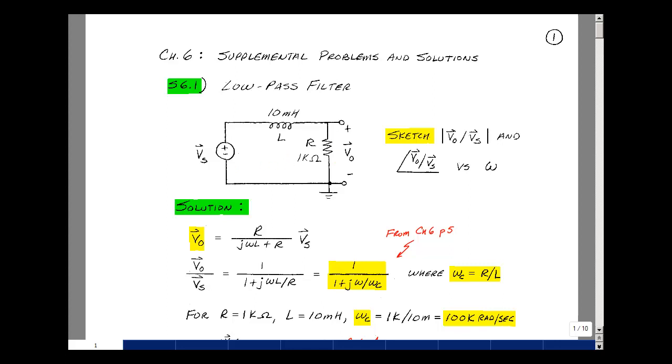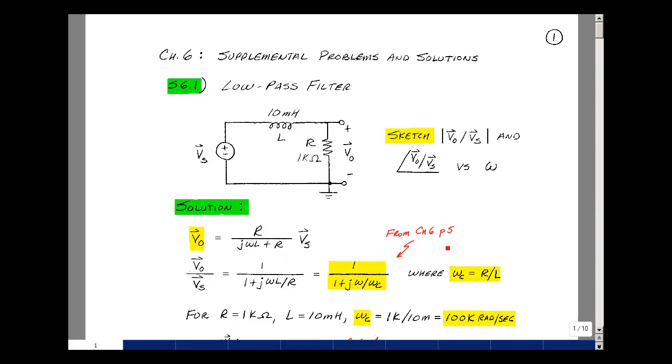I'd like you to sketch the magnitude of V out over V sub S and the angle of V out over V sub S versus omega. We just have a voltage divider. The output voltage here is going to be the input voltage V sub S times the impedance R over j omega L plus R. Let's divide through by R. We have 1, and then a 1 over here, and then j omega L divided by R.